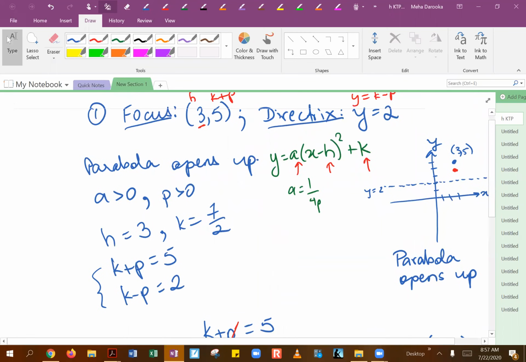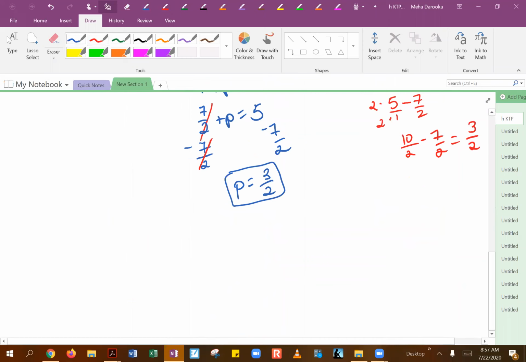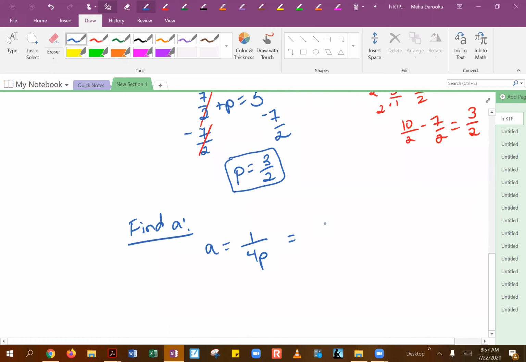Now that we know the p value, we can calculate our a using this formula. The very last thing we have to do is find that a value. So a equals 1 divided by 4p, which would be 1 divided by 4 times 3/2.